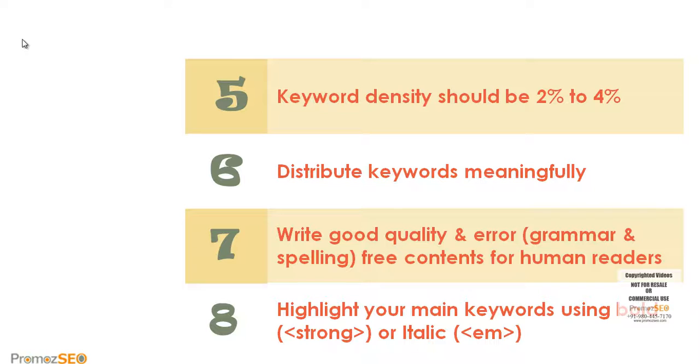And the fifth point is keyword density should be between 2% and 4%. It depends on how many words you have on a page. If you have a 500 to 700 word page, you should target 2% keyword density. For a 700 to 950 word page, you can target 3% keyword density. And if you have a 950 plus word page, you should target 4% keyword density.